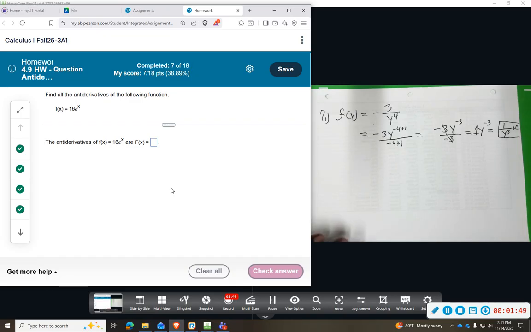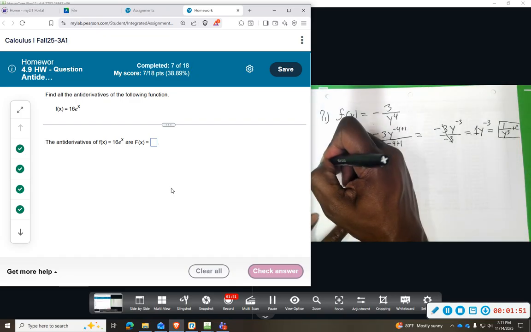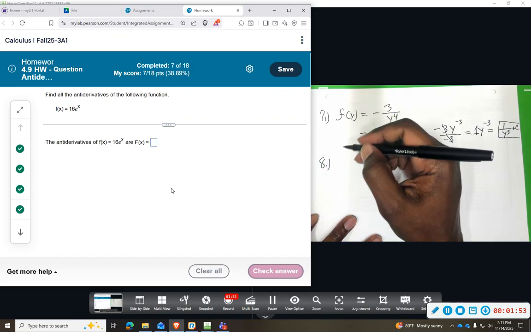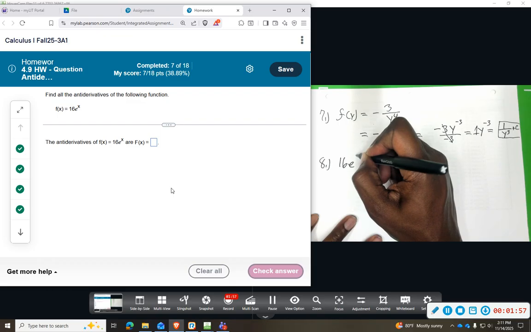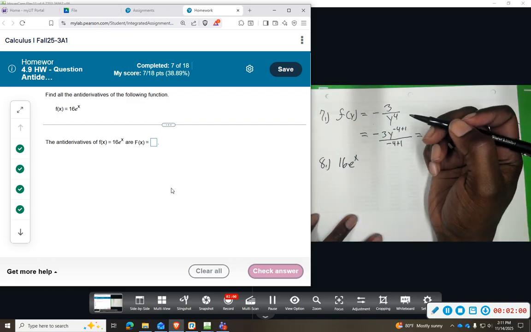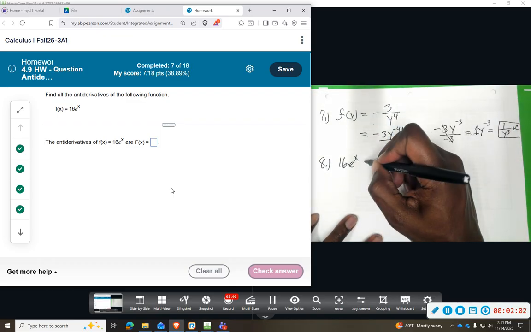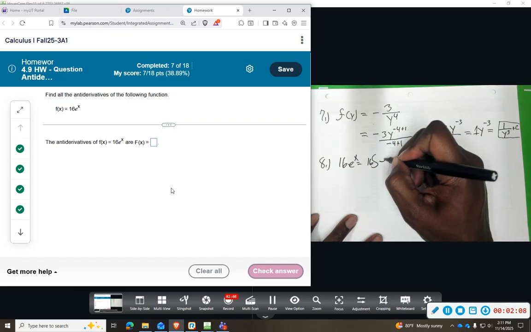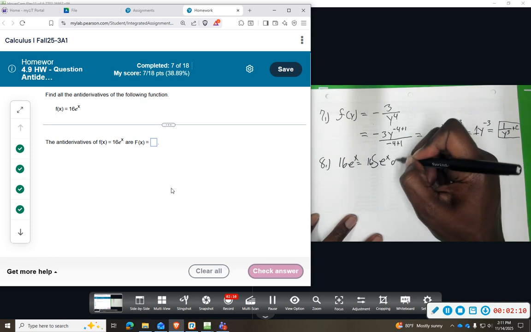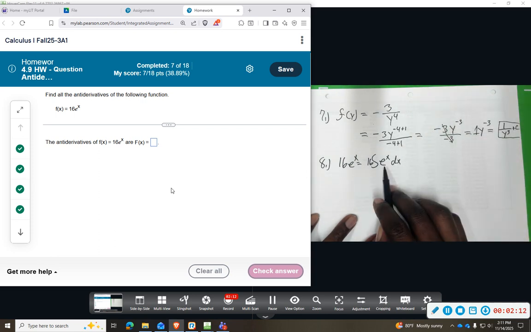All right, antiderivative of e to the x. So we have 16 e to the x, okay? And we want to find big F of x. So we're going to be integrating. We'll pull out the 16, and we're going to be integrating e to the x with respect to x, okay?